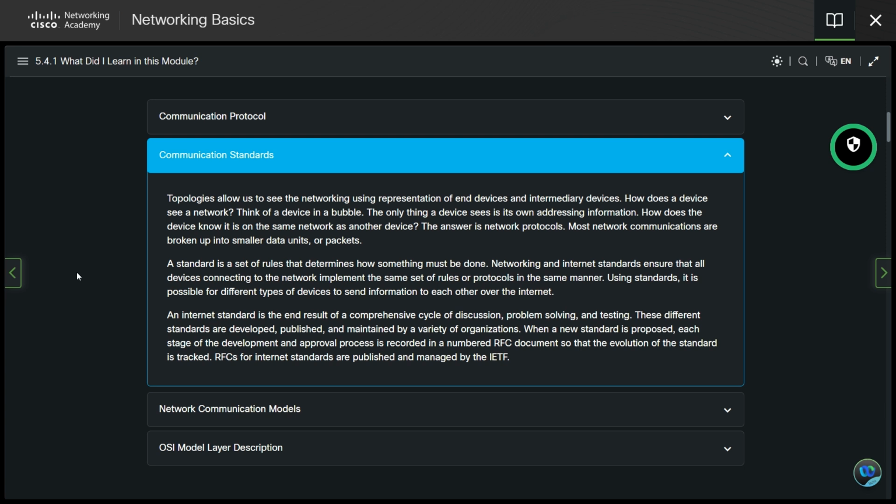over the Internet. And the Internet standard is the end result of a comprehensive cycle of discussion, problem solving, and testing. These different standards are developed, published, and maintained by a variety of organizations. When a new standard is proposed, each stage of the development and approval process is recorded in a numbered RFC document so that the evolution of the standard is tracked. RFCs for Internet standards are published and managed by the IETF.